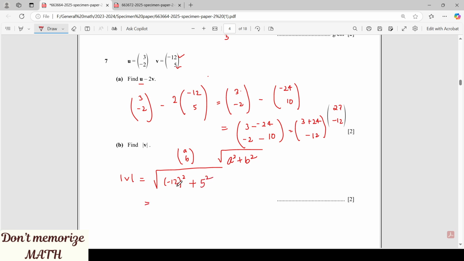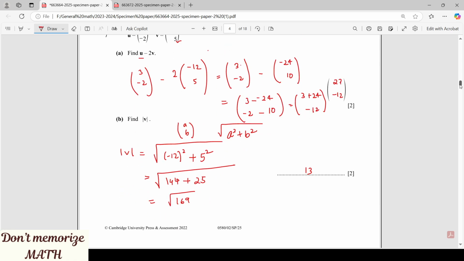Then negative 12 squared is negative 12 times negative 12, negative becomes positive, so 12 squared is 144. Plus 5 squared is 25. Then 144 plus 25 is 169. The square root of 169 is 13. So the answer is 13.